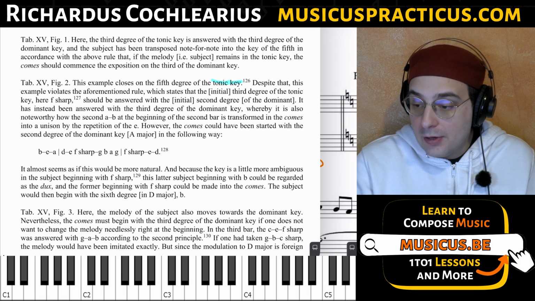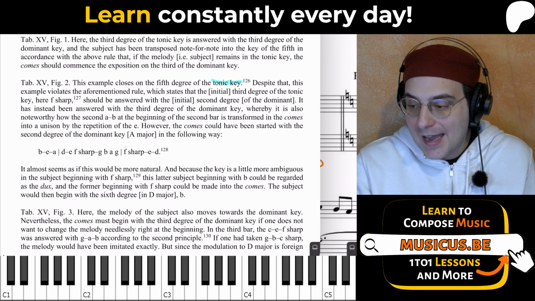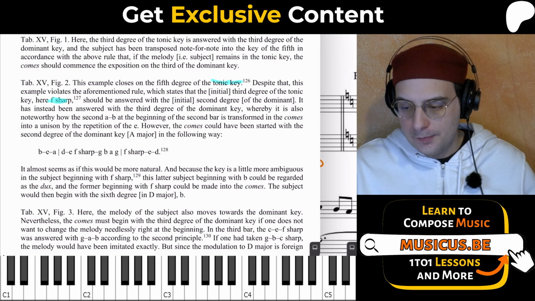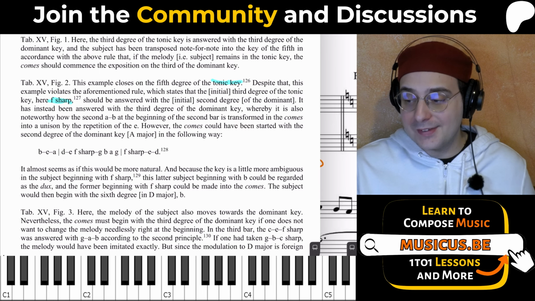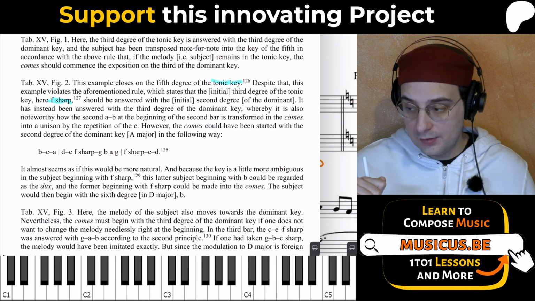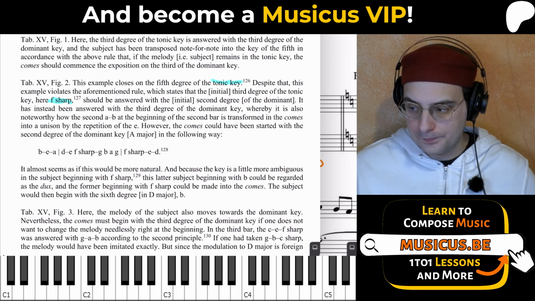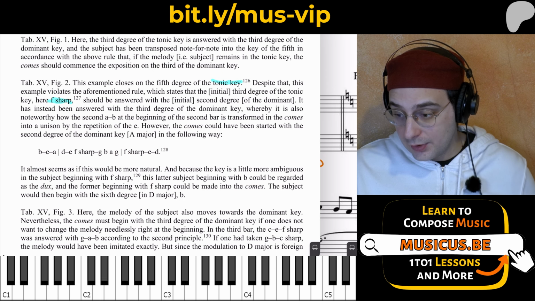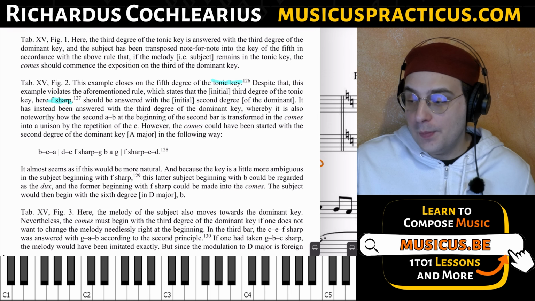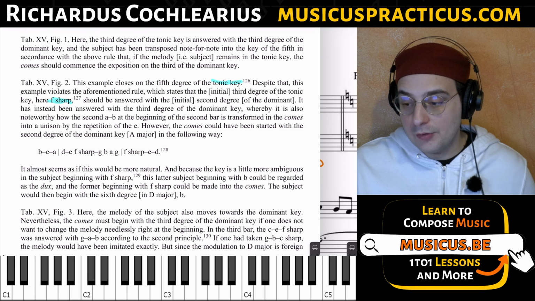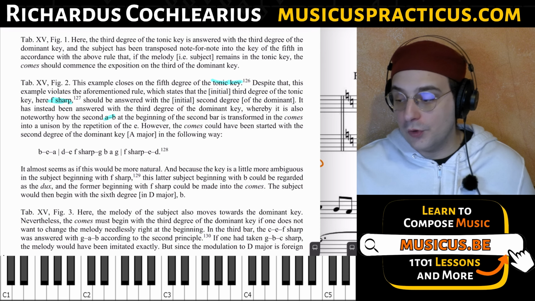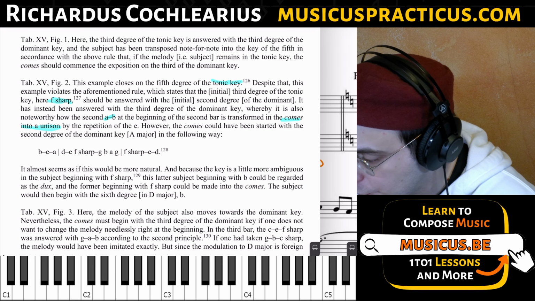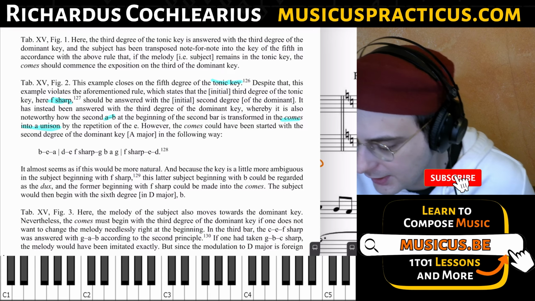Despite that, this example violates the aforementioned rule, which states that the initial third degree of the tonic key, here F sharp, should be answered with the initial second degree of the dominant. It has instead been answered with the third degree of the dominant key, whereby it is also noteworthy how the second AB at the beginning of the second bar is transformed in the comes into a unison, by the repetition of the E. However, the comes could have been started with the second degree of the dominant key, A major, in the following way.